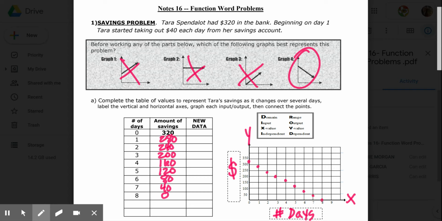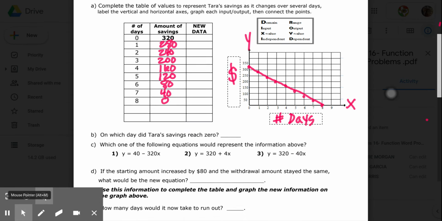So I'm going to attempt to draw somewhat of a straight line so that you can see that it is linear. All right, now let's go down and see what they want us to answer down here on letter B.